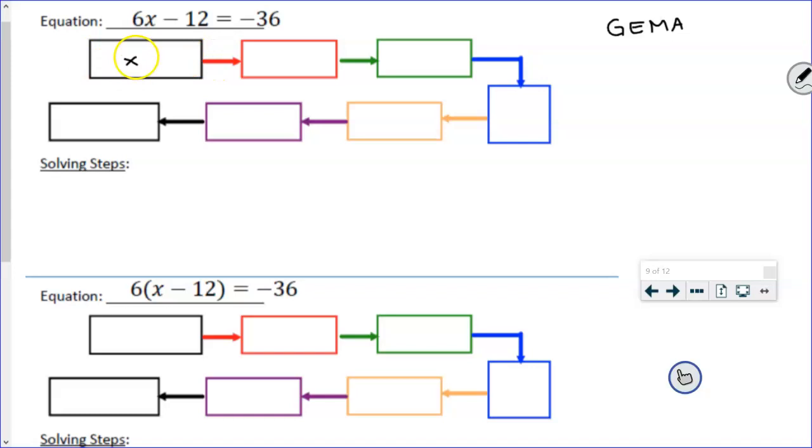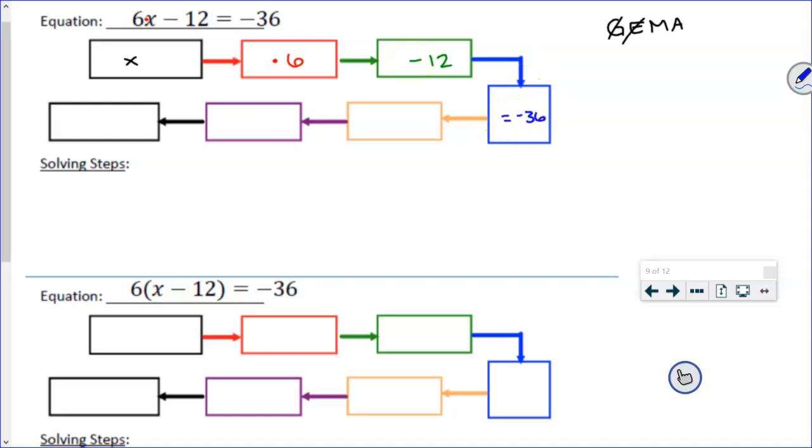What's happening to x first in this first problem? Any grouping symbols? No. Any exponents? No. Any multiplication or division? Yes. What is happening first, Allie? Yes, it's being multiplied by 6. Remember, when they're right next to each other, we're too lazy to even draw that dot for multiplication, so x is multiplied by 6. And next, Addie. Yep, then we subtract 12. When we do those things in that order, it's equal to negative 36.